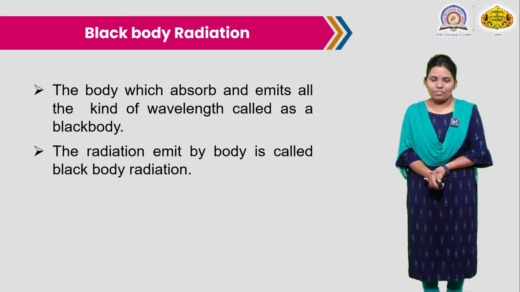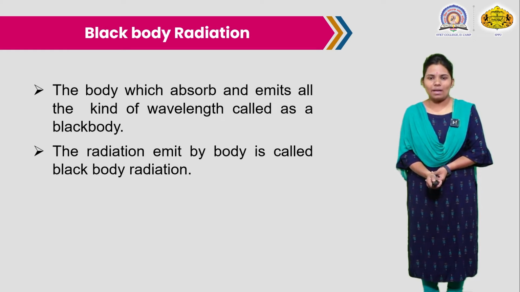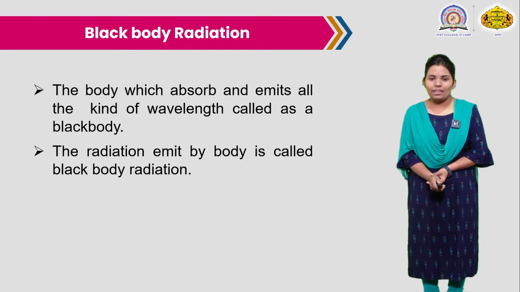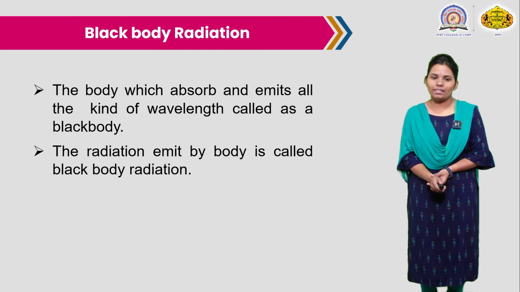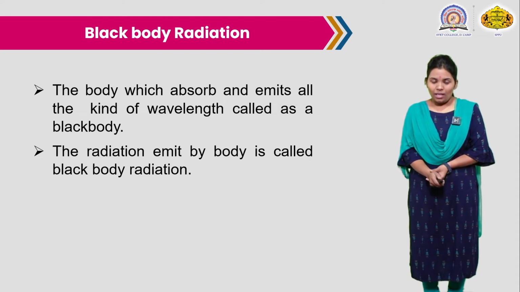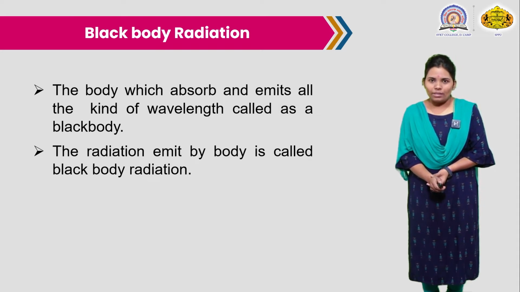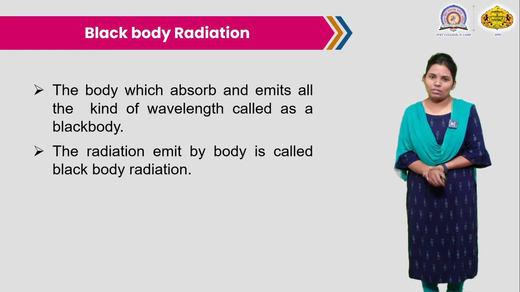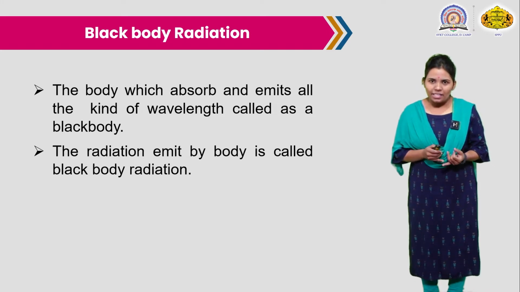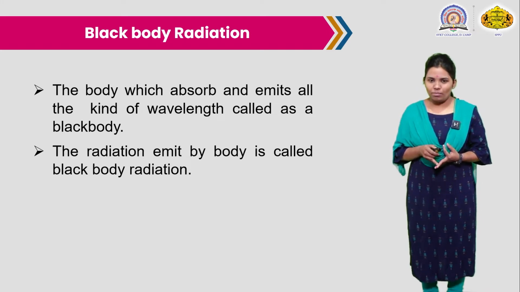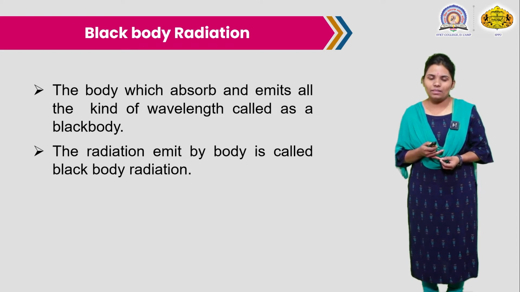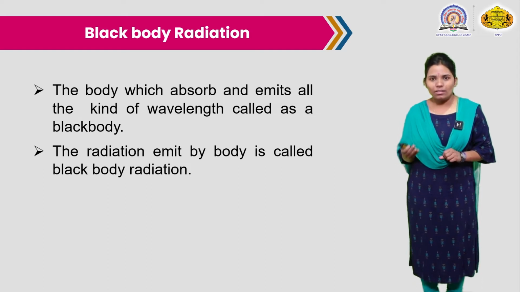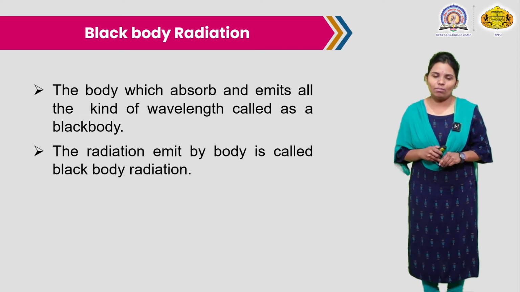So, what is a black body? First of all, the body which absorbs and emits all kinds of wavelength is called a black body, and the radiation emitted by the body is called black body radiation. If you see the example of a particular body, three different phenomena occur. If light falls on the body, it reflects light, it transmits light or it absorbs light. A black body absorbs all kinds of radiation and also emits all the radiation which is absorbed by the body.